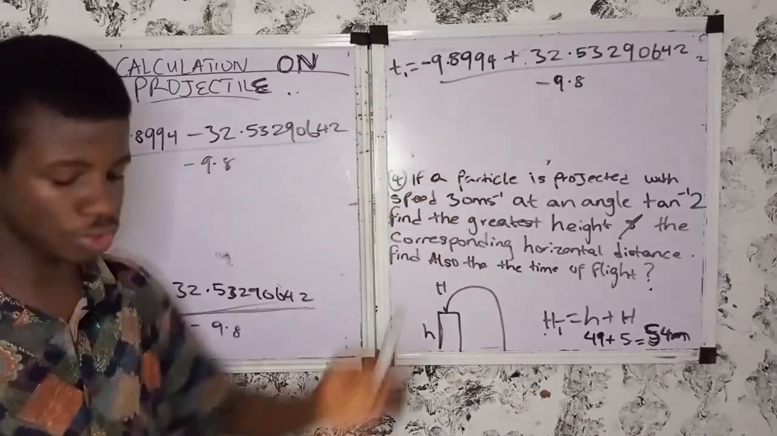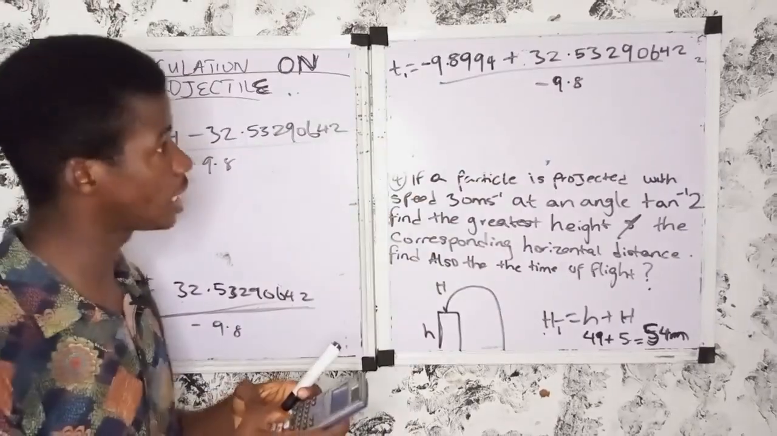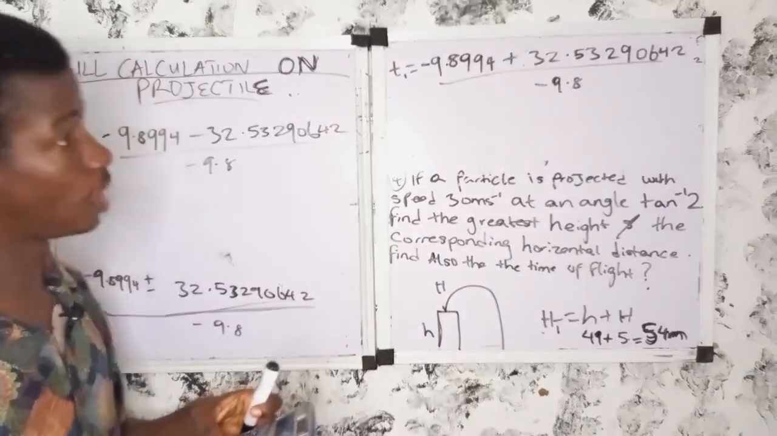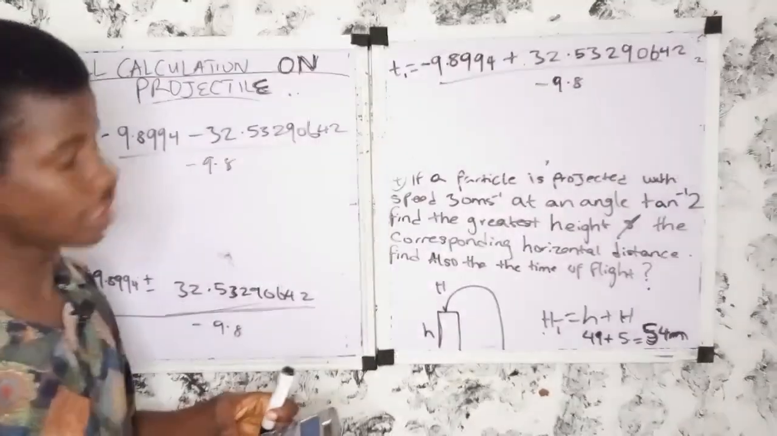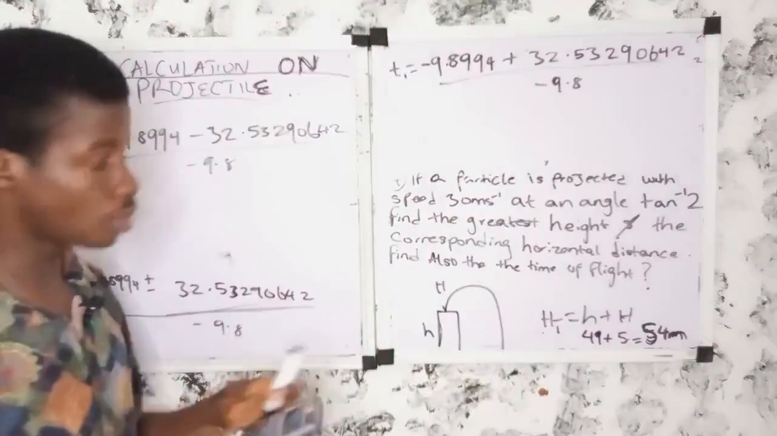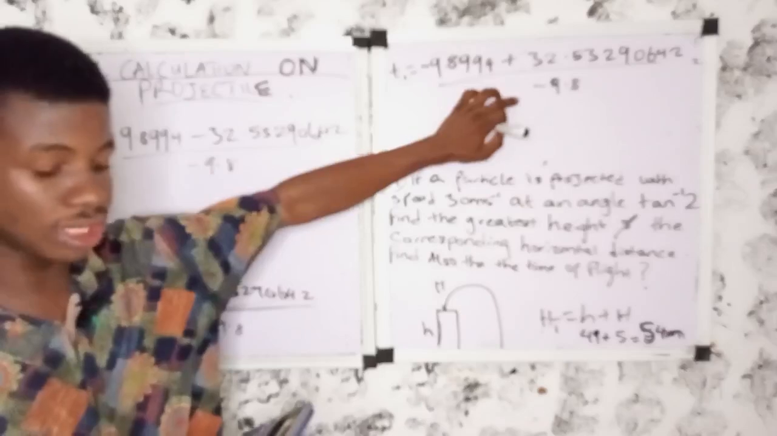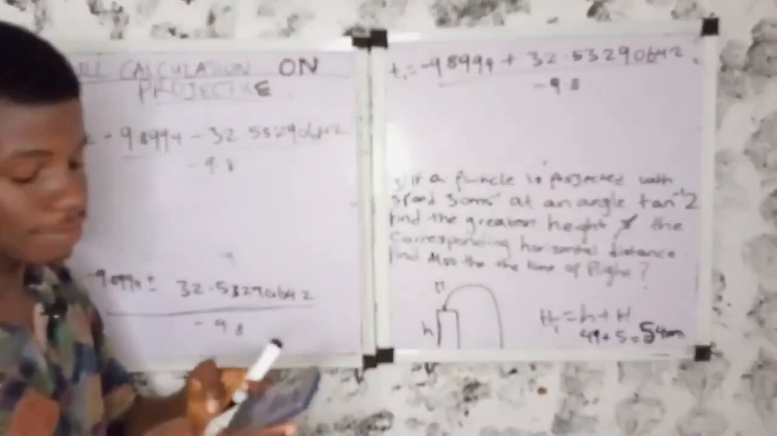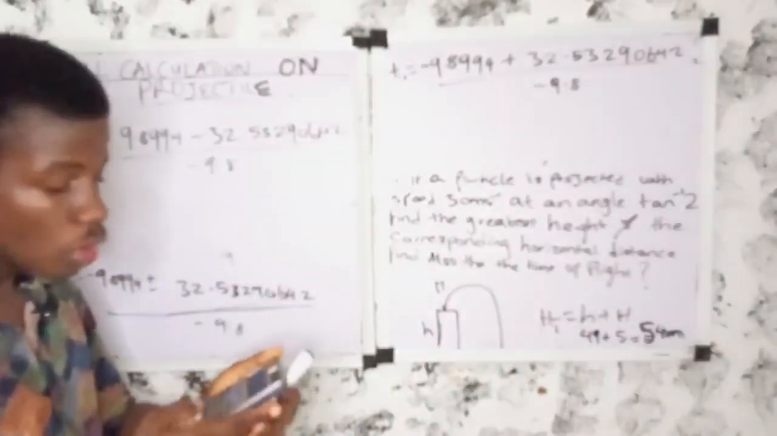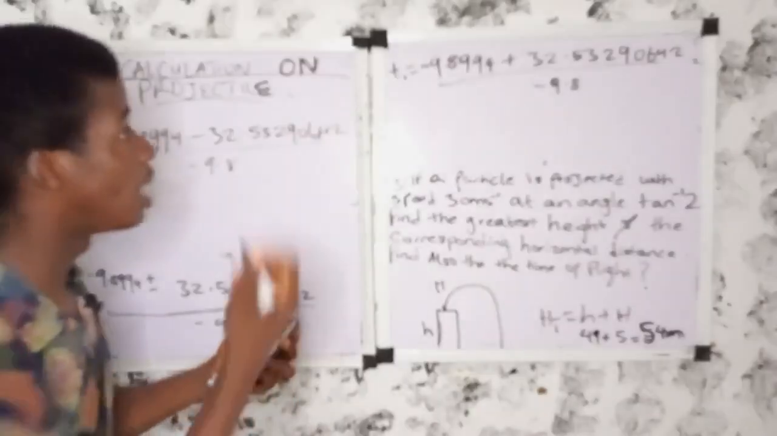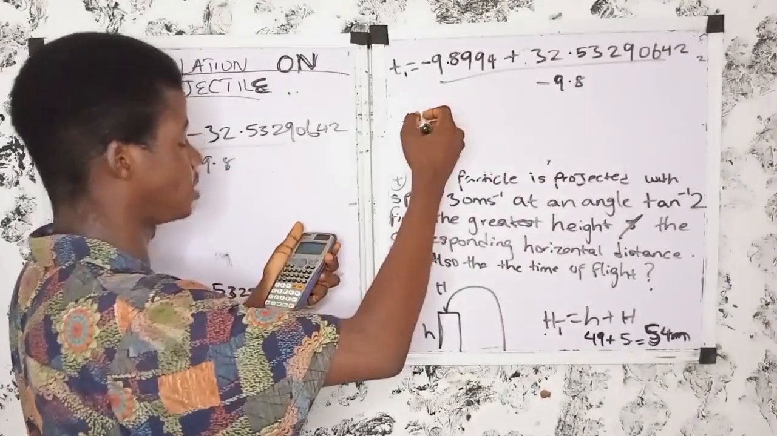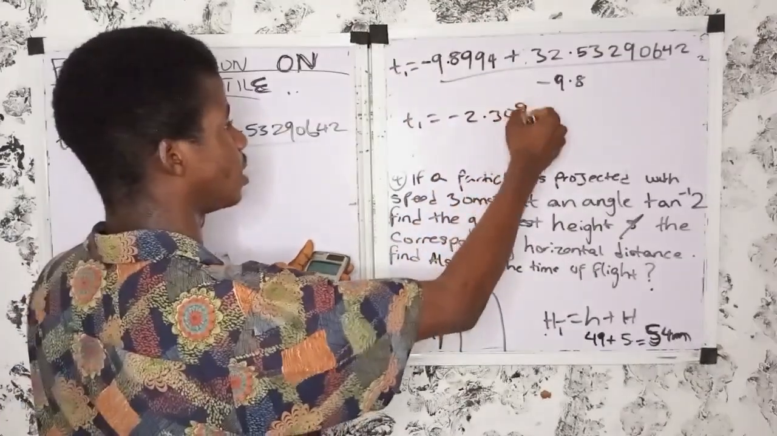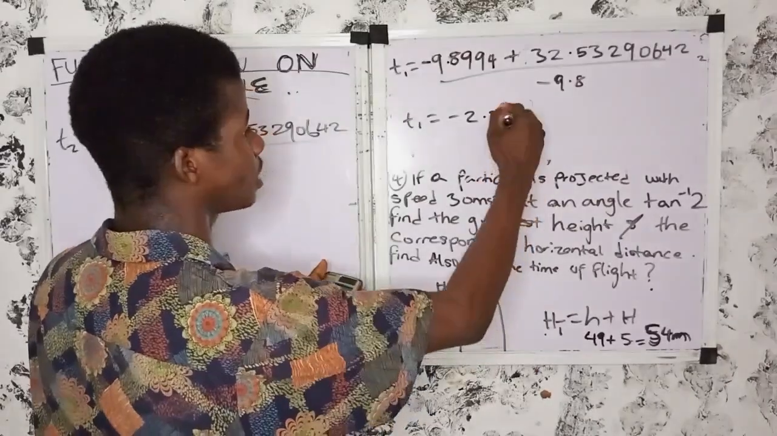Now let's do this one first. Minus 9.8994 plus 32.53290642 gives us 22.633, and so on. Now let's divide this by minus 9.8. When we divide everything, our t1 is equal to minus 2.309, or approximately minus 2.31.